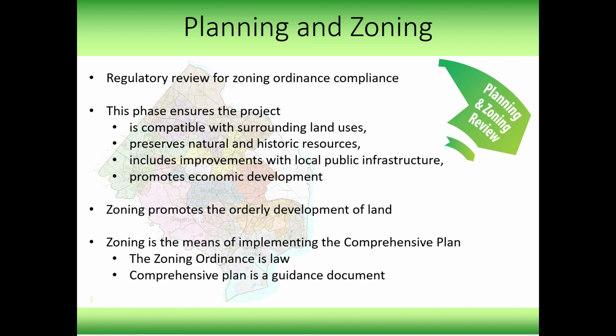For example, zoning helps to ensure that industrial uses are not placed immediately adjacent to low-density residential uses. Zoning is the means of implementing the comprehensive plan. The zoning ordinance is law, whereas the comprehensive plan is a guidance document. The developer has to determine if the proposed land use is consistent with the provisions of the comprehensive plan, and then determine whether the land can be developed through entitlement or by right according to the zoning ordinance.